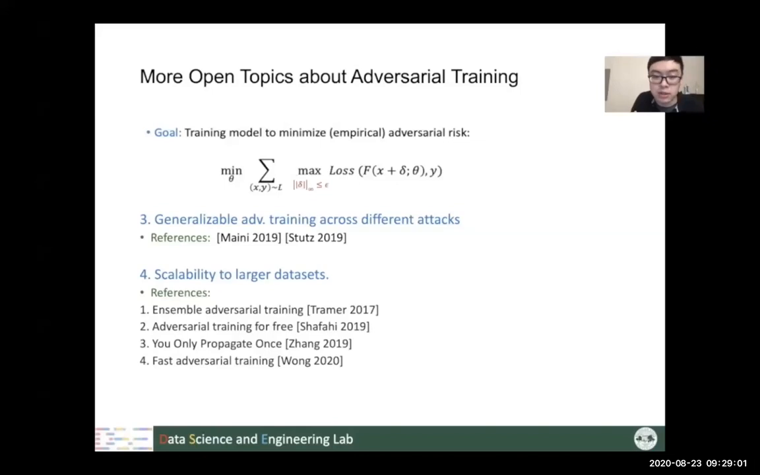Even though we think PGD adversarial training is effective, it requires doing the PGD attack iteratively. So in this process, we have to pay several times the computational cost. If you are interested, you can refer to these papers to see how they improve this scalability issue of adversarial training.